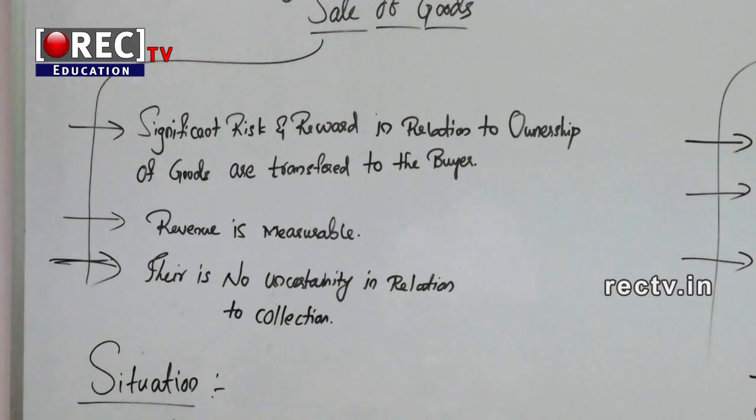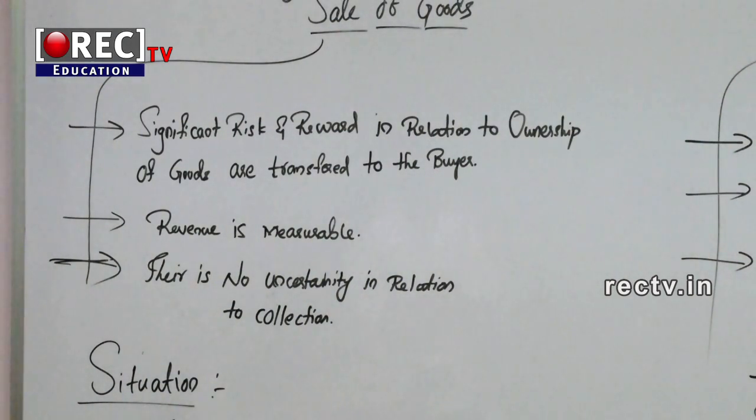And second is revenue is measurable. If you make a sale of goods, the revenue should be measurable. That means if you sell a system or computer, there should be a revenue recognition of 40,000 or 50,000. So this is the measurability, the amount you are charging the buyer for the sale of goods. And the third is when there is no uncertainty in relation to collection. It means there should be certainty in collection of the amount.